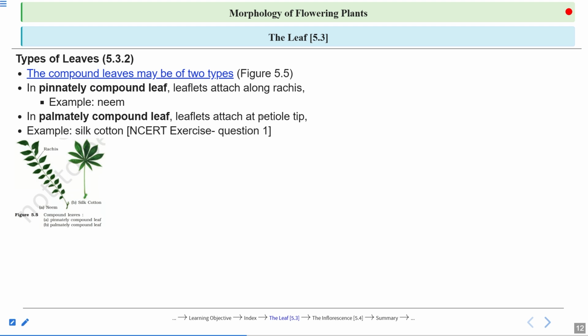So leaflets are attached at the petiole tip. This is the petiole. This is the petiole tip. Leaflets are attached to the petiole tip. And in the case of pinnately compound leaves, leaflets are attached all along the rachis. This entire thing is rachis. Okay, clear? So now you know the difference between pinnately compound and palmately compound leaf.